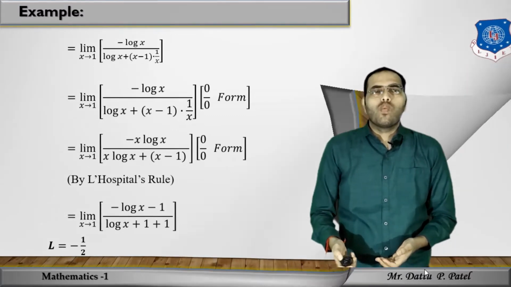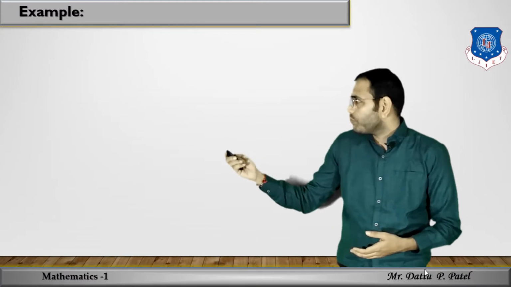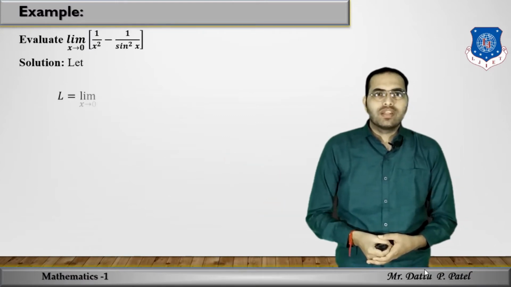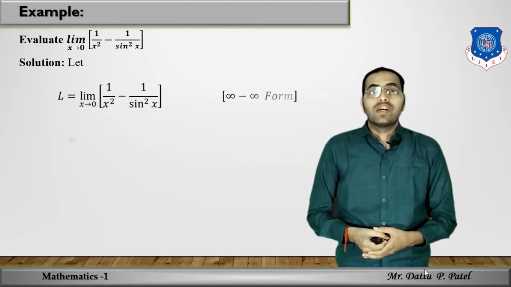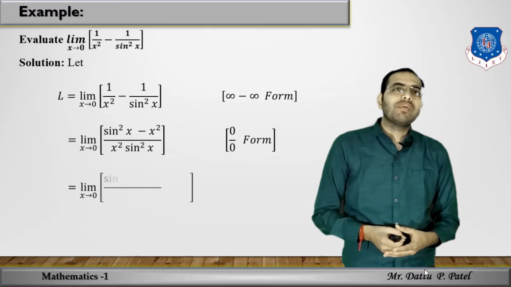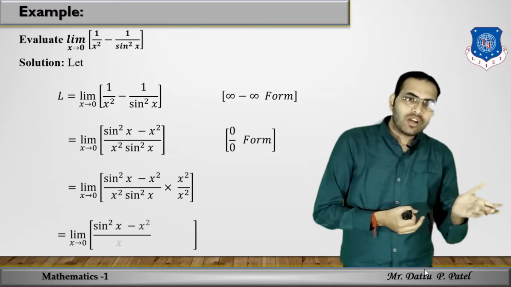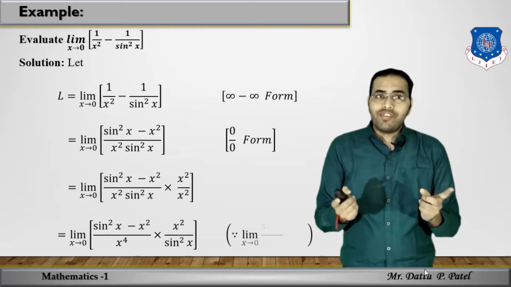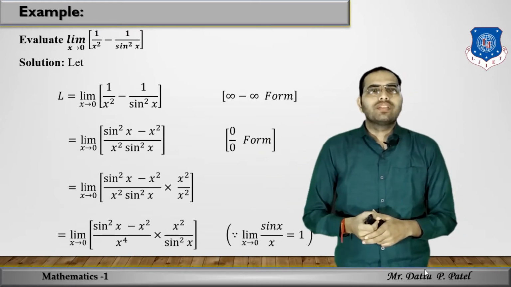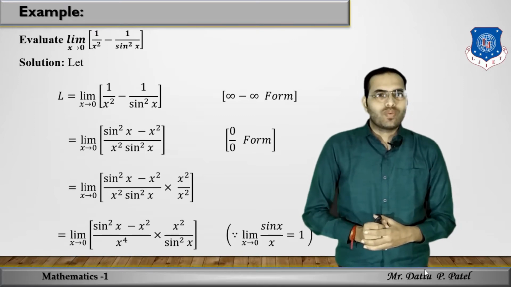Now let's see one more example. Limit x tends to 0 of 1 upon x square minus 1 upon sine square x. Firstly, which form is satisfied? Here it is the infinity minus infinity form, so we cannot go for L'Hopital's rule directly. Simplify the term with the help of cross multiplication, then it becomes sine square x minus x square upon x square into sine square x.